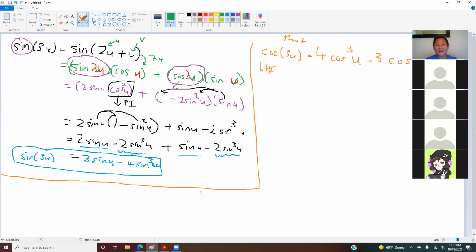Cos 2u, and then cos u. And that's going to be a minus sine 2u. Okay, all right. And I'll be back. Yep, that is the starting point of it. Okay, talk among yourselves.